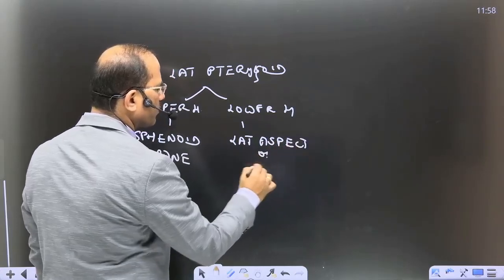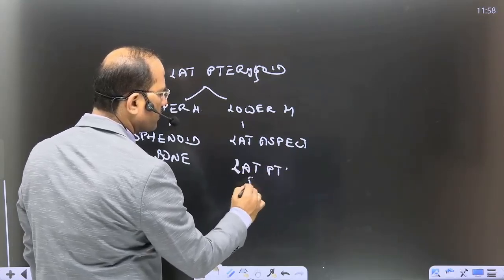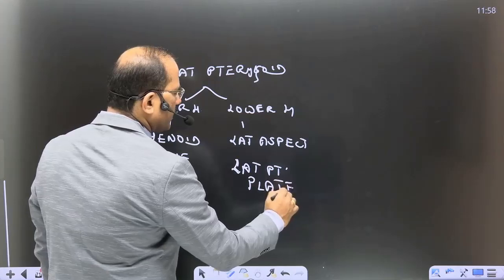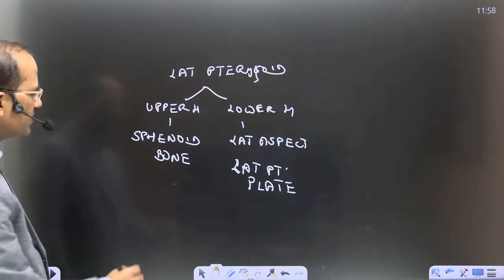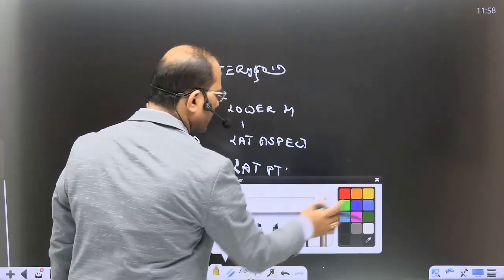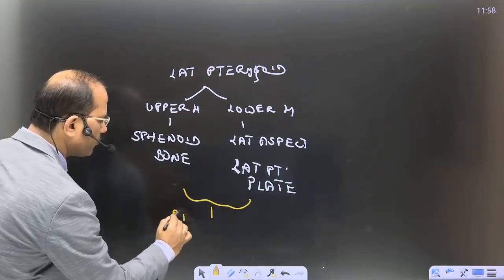The lower head arises from the lateral aspect of the lateral pterygoid plate. Clear? Where are these two heads inserted? These two heads come together and are inserted on the pterygoid fovea.